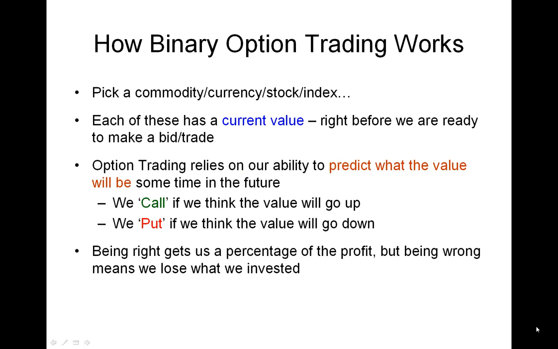So let's begin as we normally do with a quick overview of binary option trading. Essentially, we pick a commodity or currency or stock or index, and each of these has a value right now. Binary option trading relies on our ability to predict what the value of that particular currency or stock or index is going to be sometime in the future. We call if we think the value is going to go up, and we put if we think the value is going to go down. And if we're right, we get a percentage of the amount we invested, but if we're wrong, we lose all of what we invested.